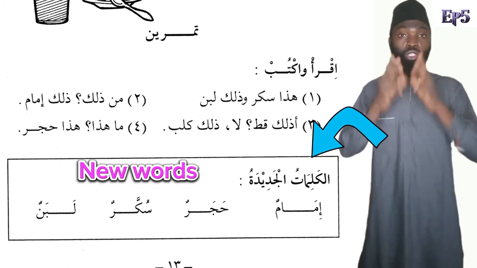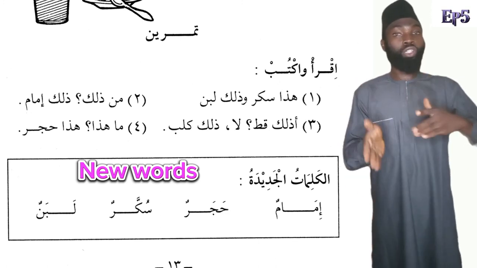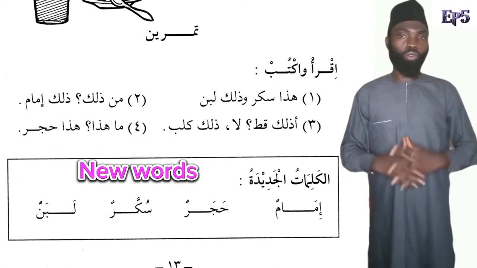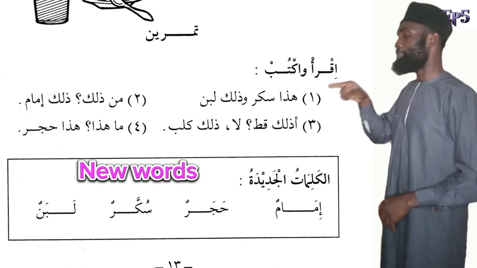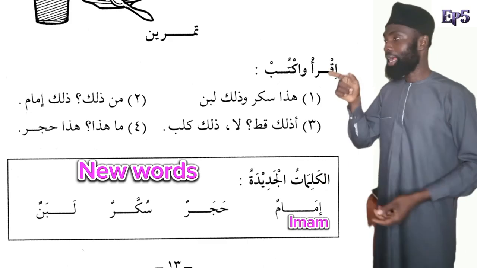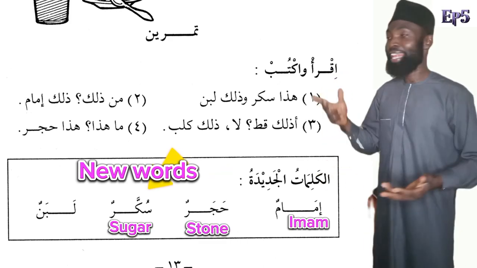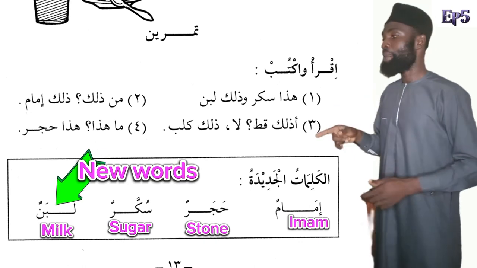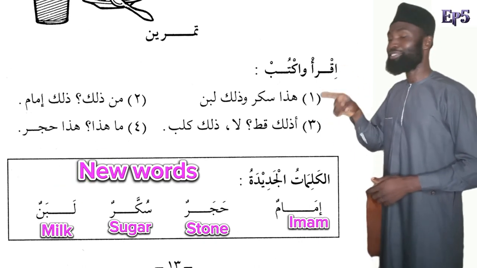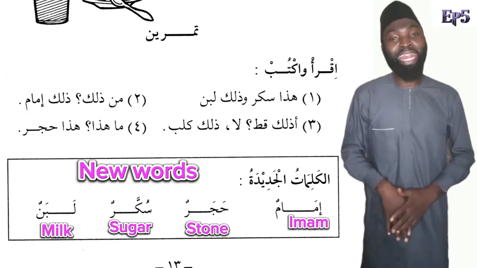These vocabularies are to be studied by you. This is what we have learned recently, so you can add them to your archive and to the previous vocabulary that we have learned. So the first is imamun, and imamun, imam. Hajarun, stone. Then sukkarun, sugar. And labanun, milk. Again, imamun, imam. Hajarun, stone. Sukkarun, sugar. And labanun, milk.